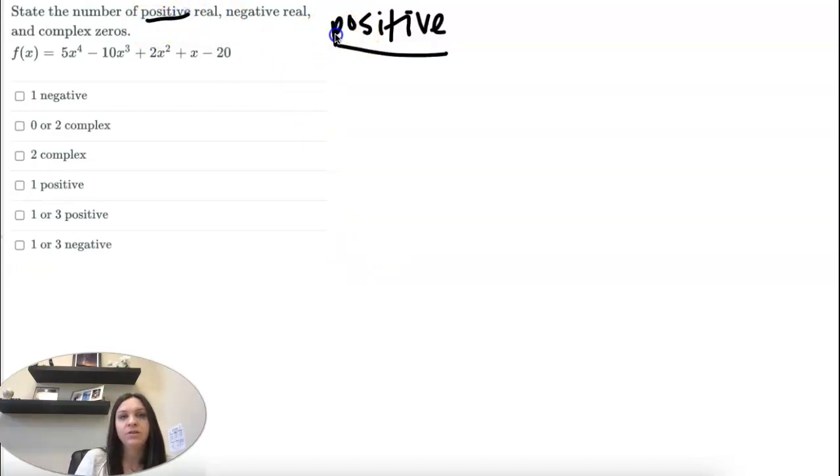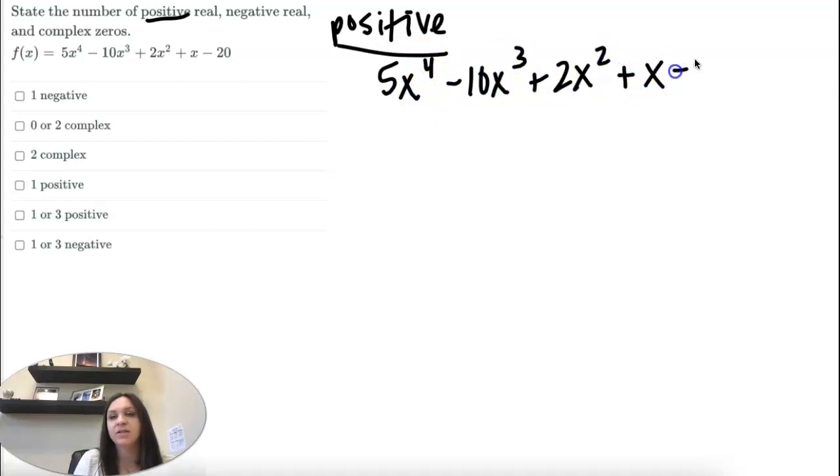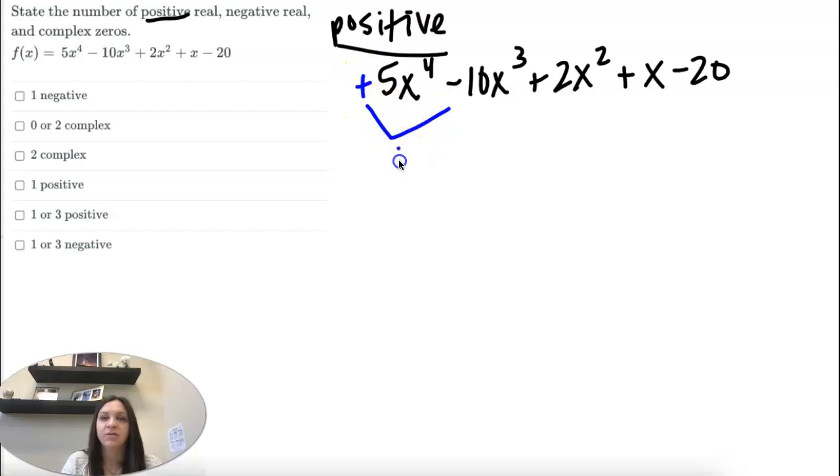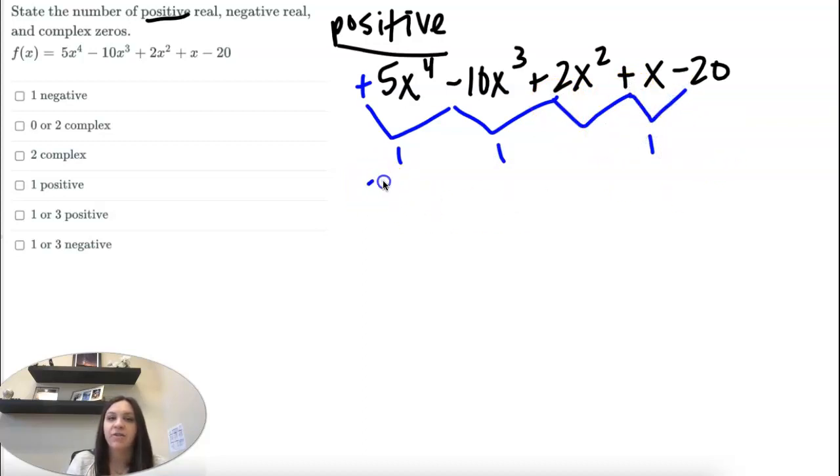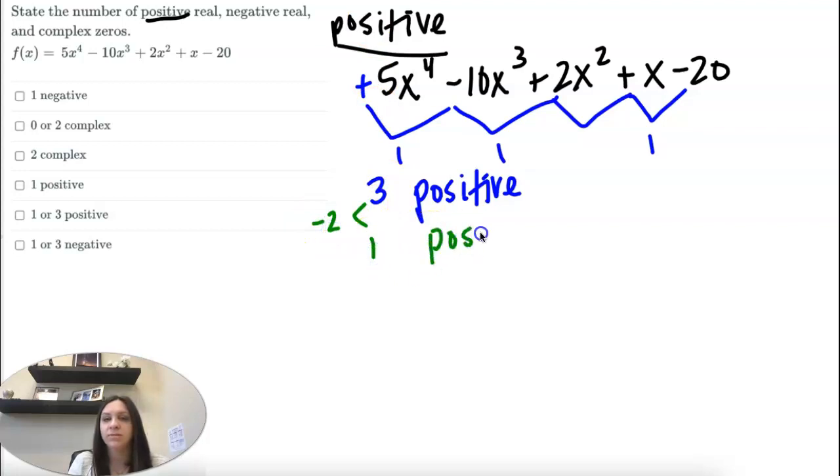So I'm going to start with our positive, because that one we don't have to do anything. Remember, we just count sign changes. So I have 5x to the 4th minus 10x cubed plus 2x squared plus x minus 20. So let's count. I have a positive to negative, there's one. A negative to positive, there's one. A positive to positive, positive to negative, so there's one. So I have 3 positive, and then remember we go down by 2. So positive, I have 1 or 3.